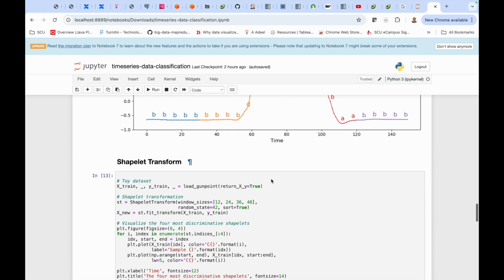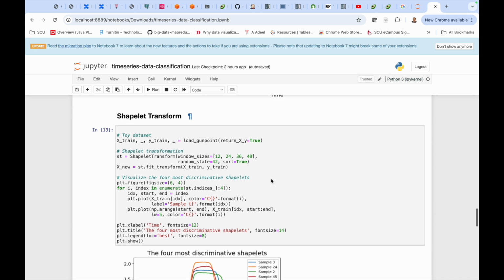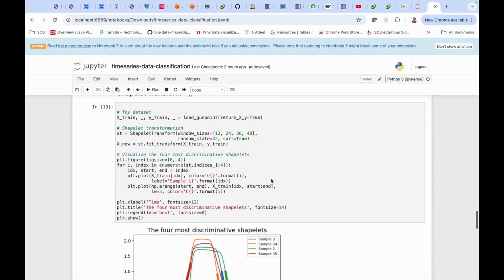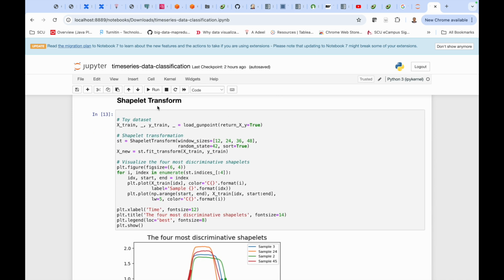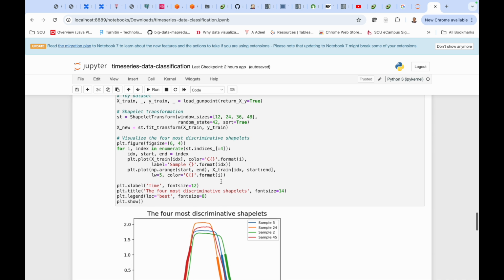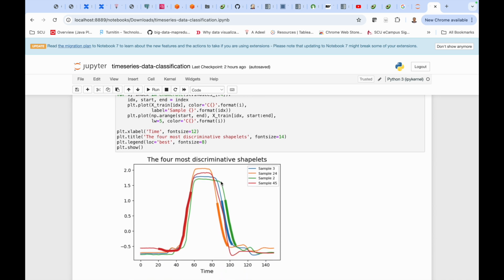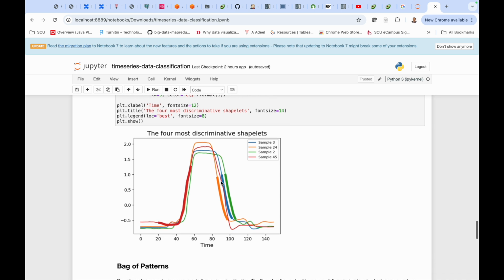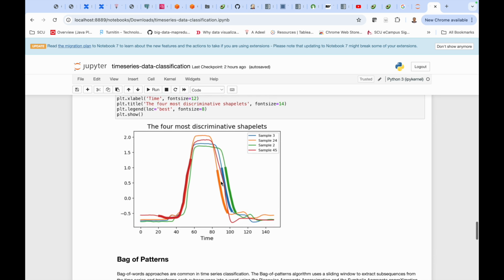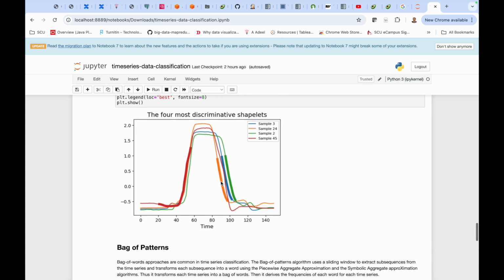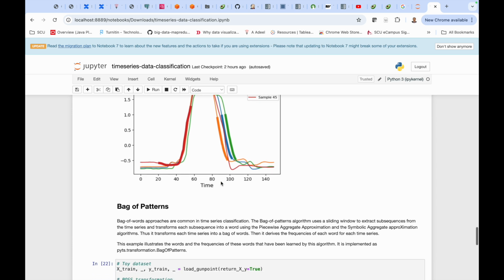Another popular time series classification method is shapelet transformation. Here I implemented shapelet transformation in Python, and you can see the whole time series is now divided into four more discriminative shapelets that are distinct in their statistical properties, and that we can use to divide this time series data.